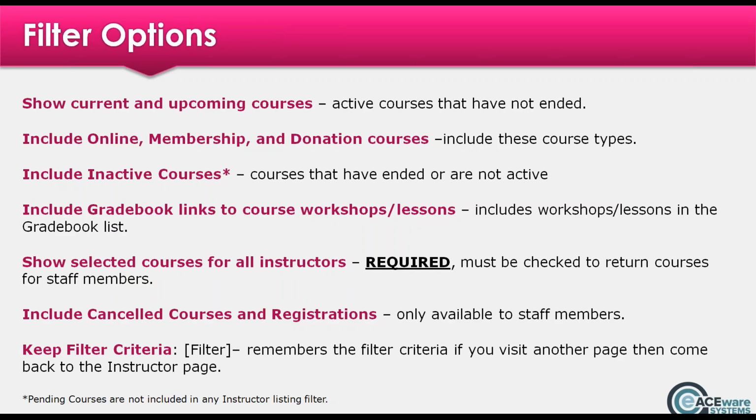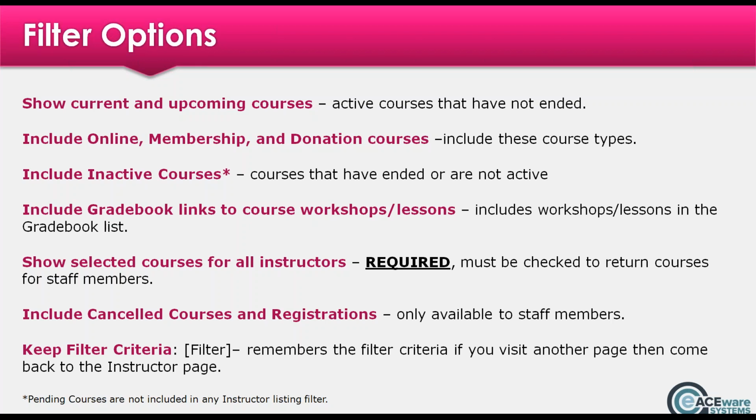And to go over in depth what these filter options mean, the top checkbox, show current and upcoming courses, is fairly straightforward. It's going to be showing your courses that haven't started yet, haven't ended yet. That's going to only include active courses. The second option here, include online membership and donation courses. Now this is one where you're not often going to find yourself needing to see rosters or enter grades or attendance for these types of courses. So if you know that you're definitely not needing to search for one of those types, if you uncheck that, that's going to make that list quite a bit shorter. So keep that in mind.